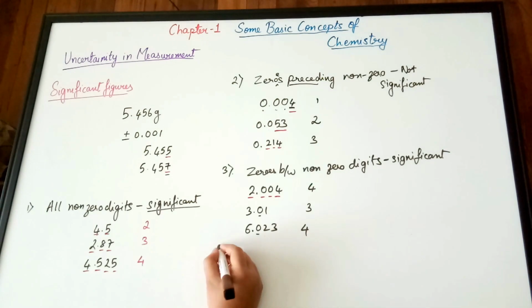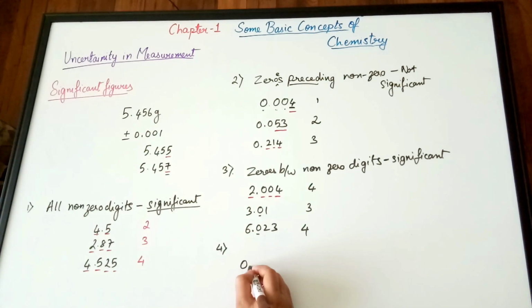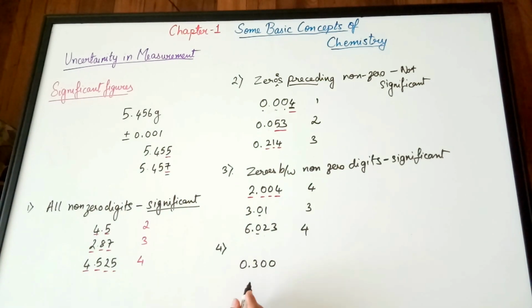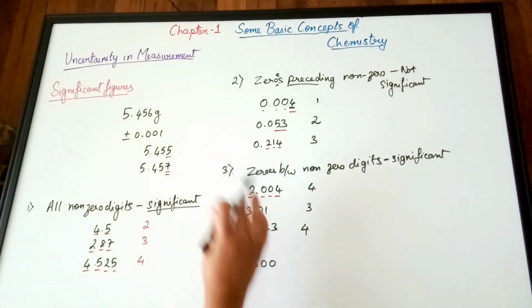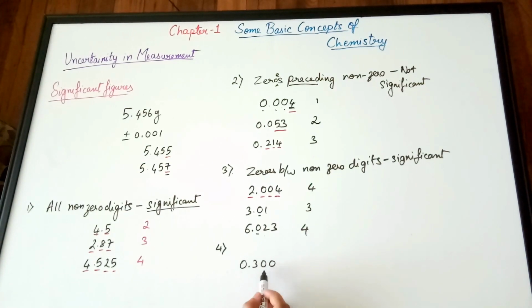Now let's look at the last point. The last point is that zeros at the end, or at the right of the number, are significant only if they are on the right side of the decimal point. The zeros after the decimal point show how accurate a particular machine is. Let's take an example again, 0.300. In this number, this first 0 is before, so it follows the second rule. It will not be considered a significant figure, but the zeros which are on the right are considered significant. So this number has 3 significant figures.